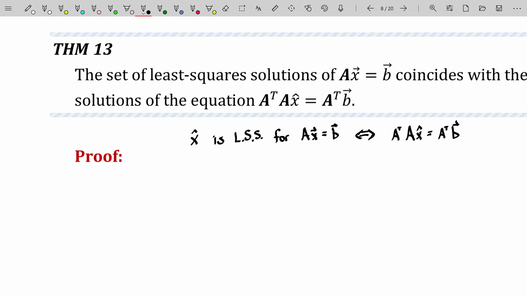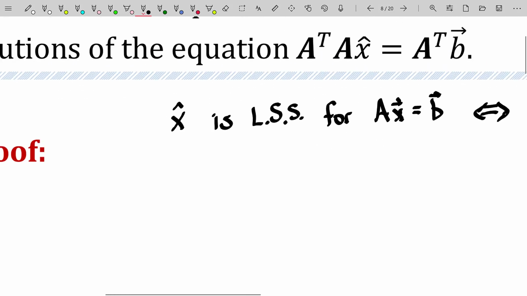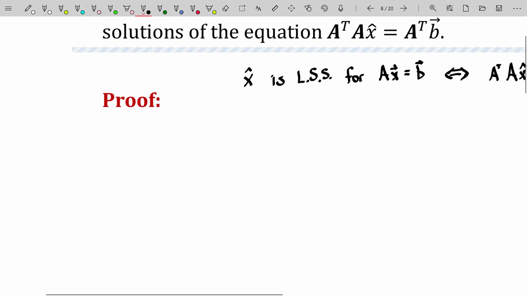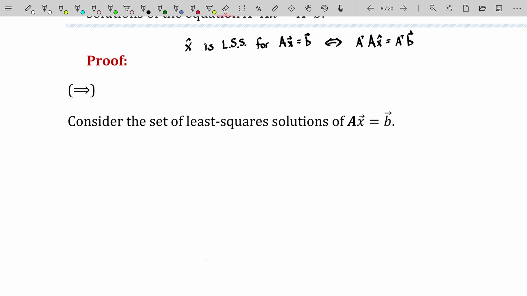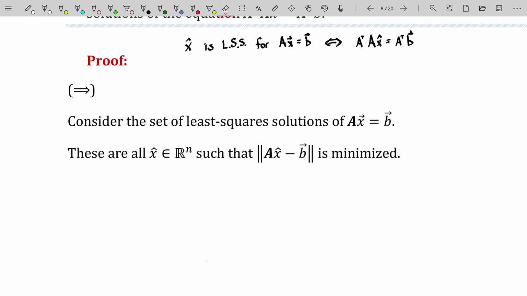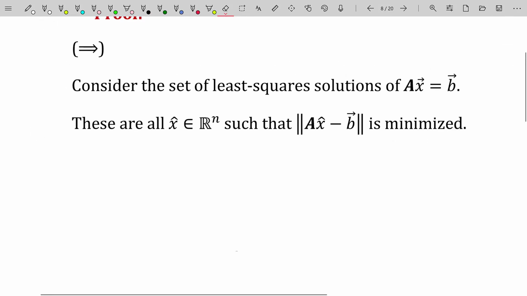We're going to prove it both directions. We'll go forward first, so let's assume that x hat is a least square solution for Ax equals b. So consider the set of least square solutions of Ax equals b. These are all the x values in R^n, which we're going to call x hat, such that the distance between A x hat and the vector b is minimized. I'm recapping the definition of a least square solution here, just for your benefit.